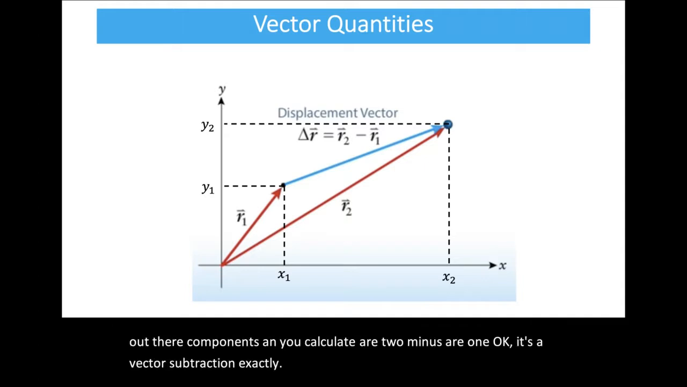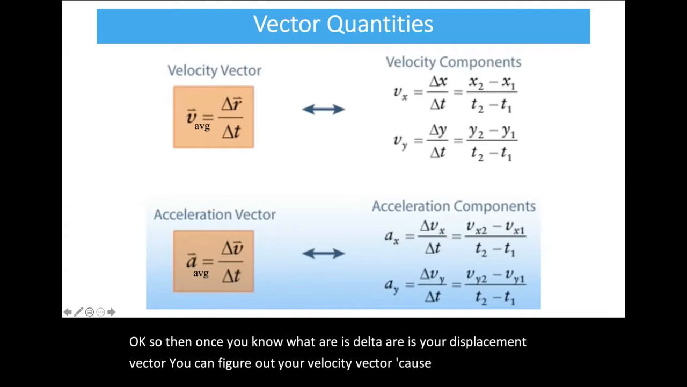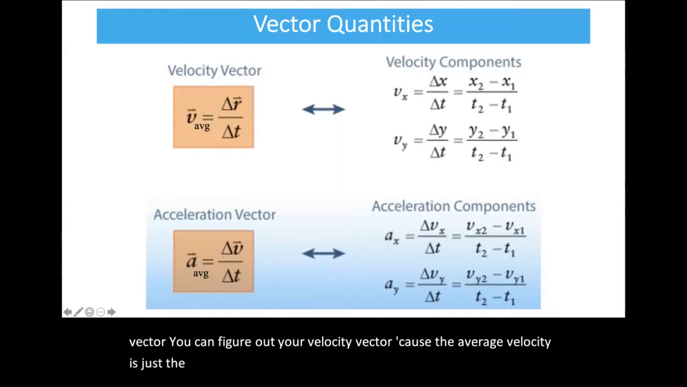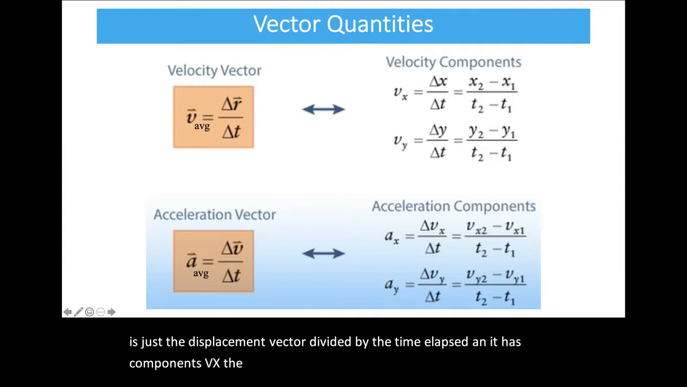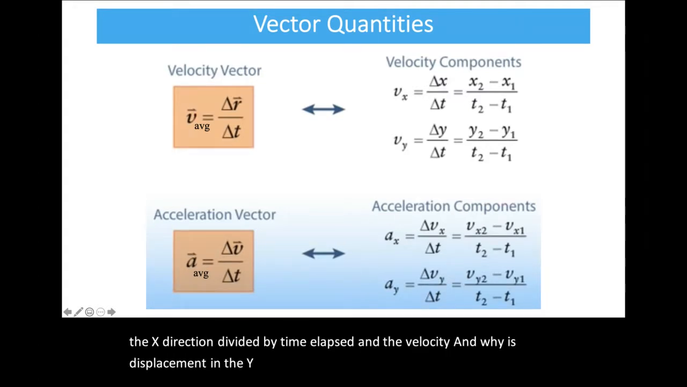Okay, so then once you know what r is, delta r is your displacement vector, you can figure out your velocity vector, because the average velocity is just the displacement vector divided by the time elapsed, and it has components. Vx, the velocity in the x direction, is the displacement in the x direction divided by time elapsed, and the velocity in the y is the displacement in the y direction divided by the time elapsed.